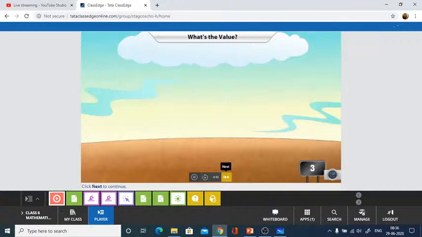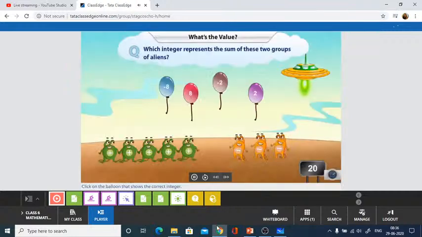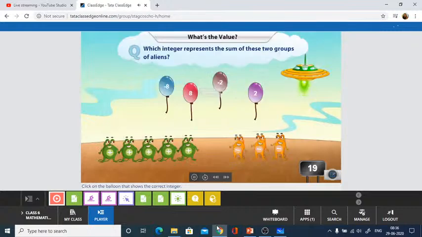Okay, let's do the next one. Click on the balloon that shows the correct integer. Here what do we have? We have +5 and -3. So it should be +2.